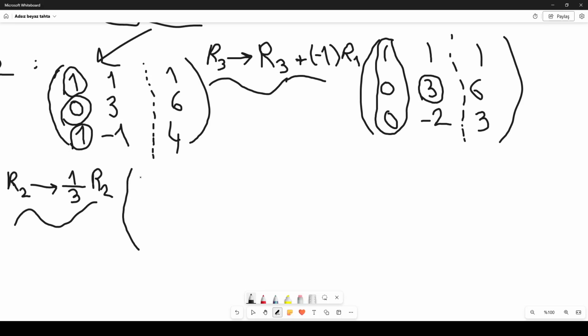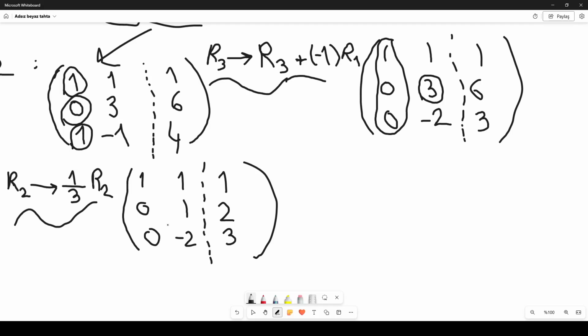right? So just write it again: 1 1 1, and now we got 0 1 2 and 0 -2 and 3. All right, that's good. So let's look at the situation. We have the leading entry 1 right now, but the problem is that it is still not in the reduced row echelon form. Why is that?